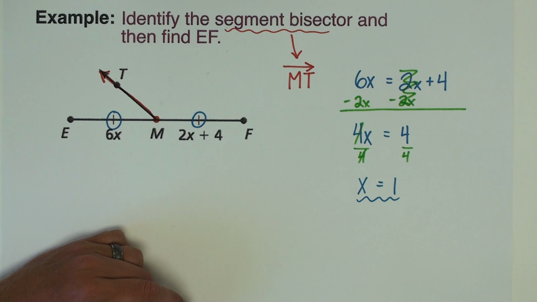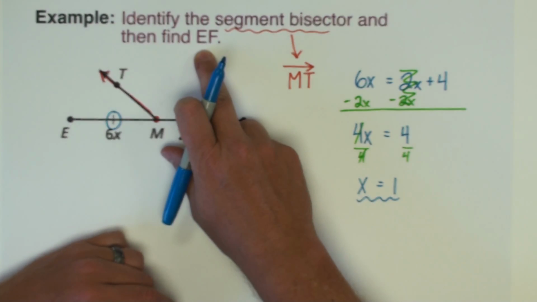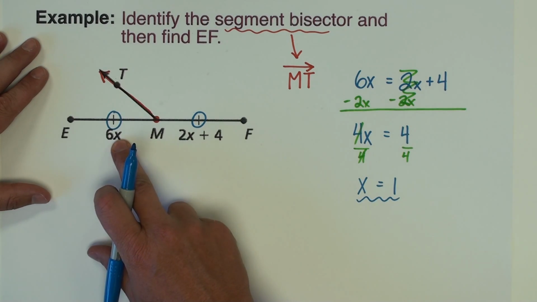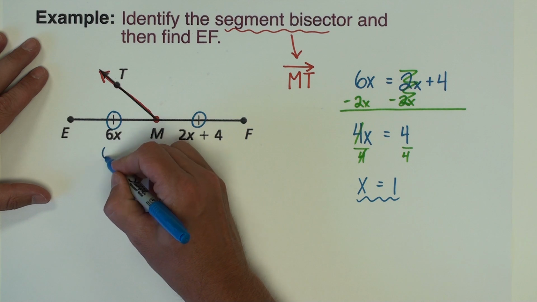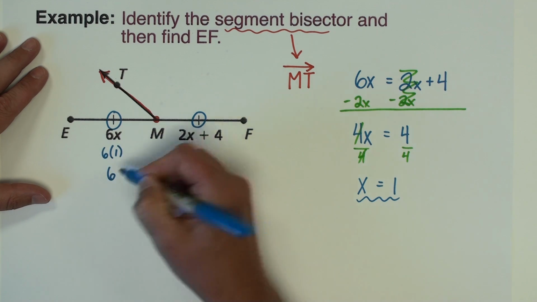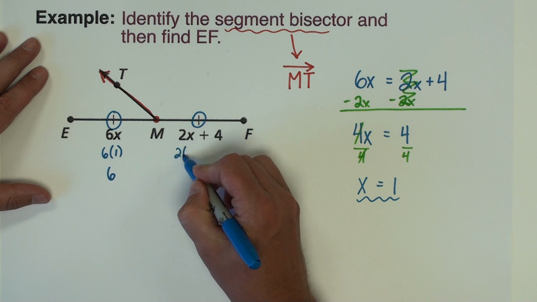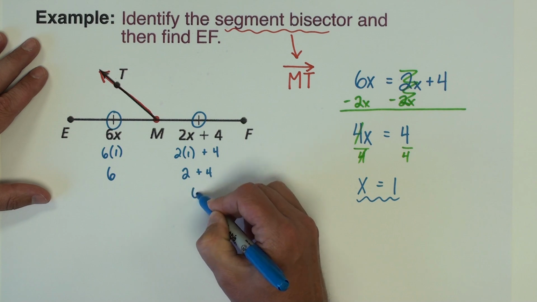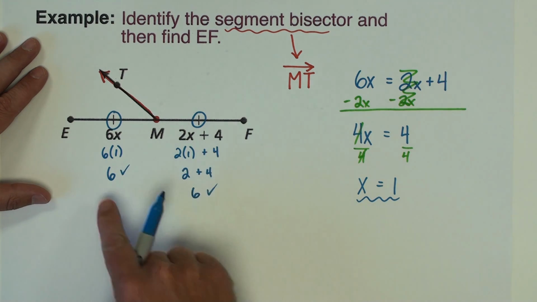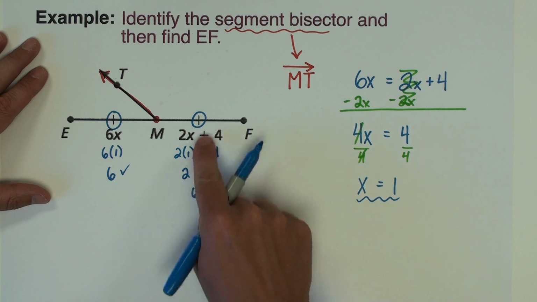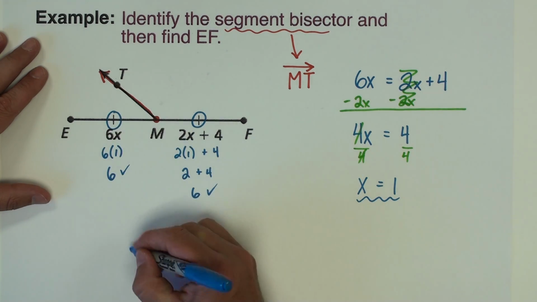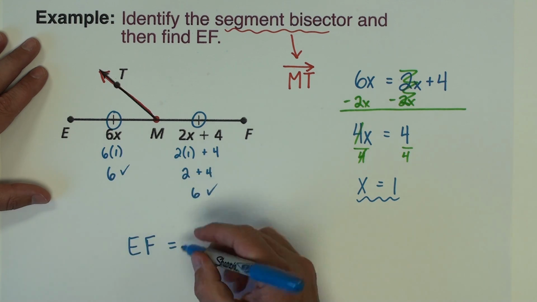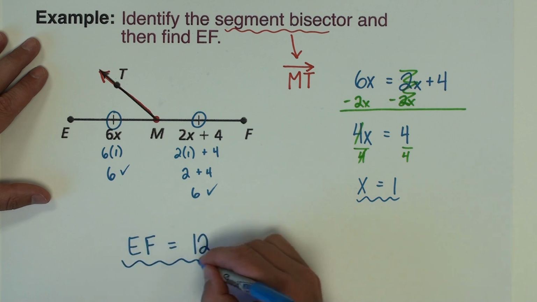Now I'm not asked to find the value of x. I am asked to find the value of EF. Well, with the value of x being found, I can now substitute that in. So here, if x is 1, we get 6 times 1, which is 6. Here, if x is 1, we get 2 times 1 plus 4, which is 2 plus 4, which is also 6. It's a great check step that these two are the same value because they should be the same. And so EF, to finish this problem, EF is equal to 6 plus 6, which is 12.